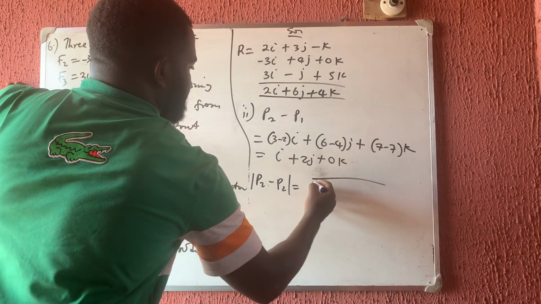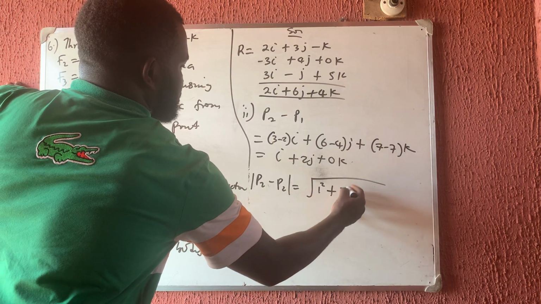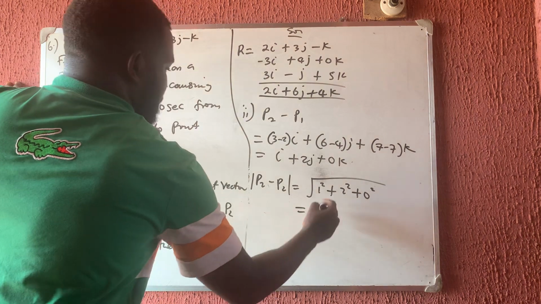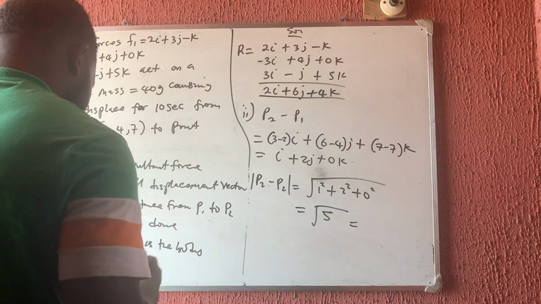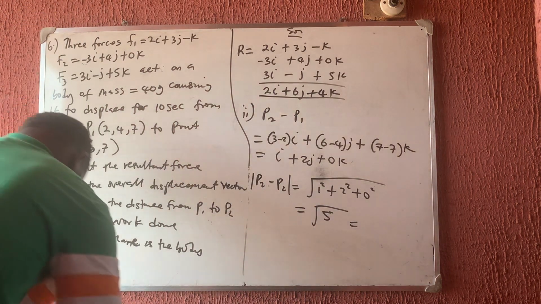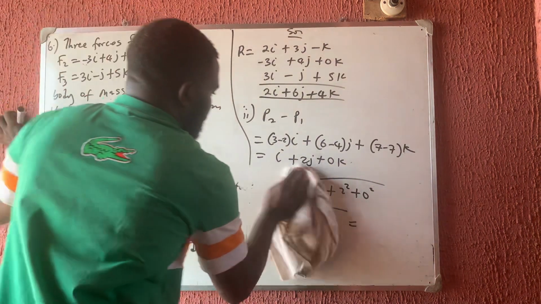So the magnitude is simply 1 squared plus 2 squared plus 0 squared. That is what we're supposed to do. That is root 5, so just get the answer, root 5. Okay? So the next question said we should calculate the work done.